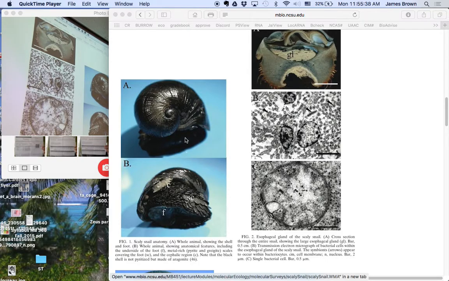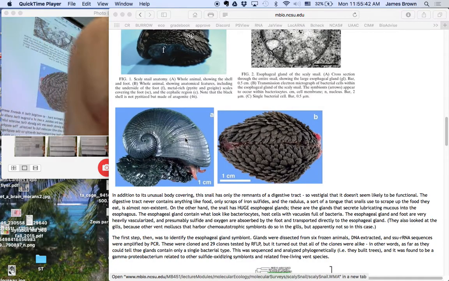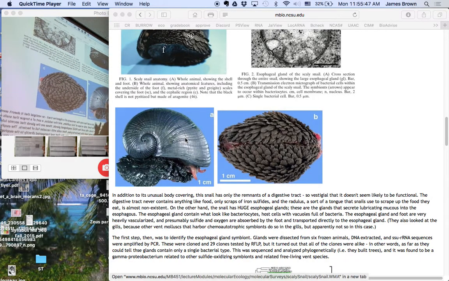But it does have scales. And so it can't retract into a shell, but it does this instead. It folds its foot in and presents to any predator this set of scales like so. These scales are armor plated. They're covered in a layer of greigite and iron sulfide.